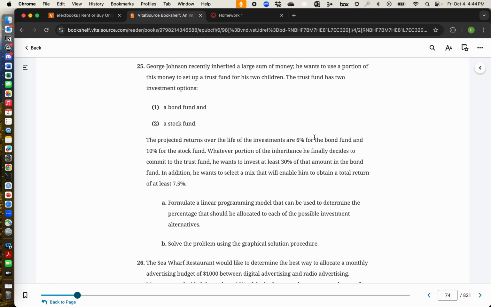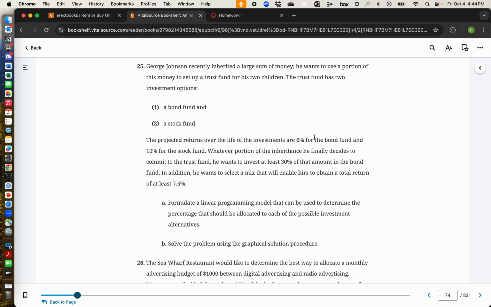In addition, he wants to select a mix that will enable him to get a total return of at least 7.5%. So formulate a linear programming model that can be used to determine the percentage that should be allocated to each of the possible investment opportunities. Solve the problem using the graphical solution method.